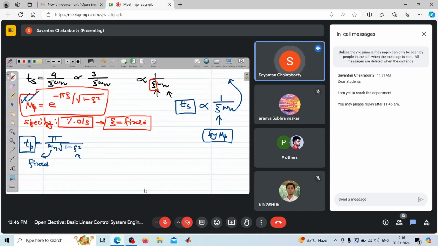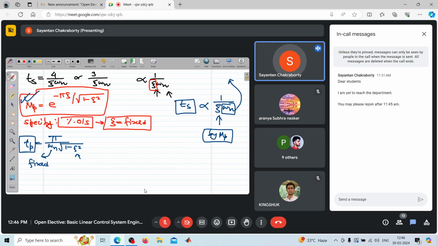And if you also specify Tp, the peak time, then you obviously cannot have any control over Ts. So there is always this compromise. Either you compromise on peak time or you compromise on the settling time. So you can say primarily the settling time will be governed by omega n, right?